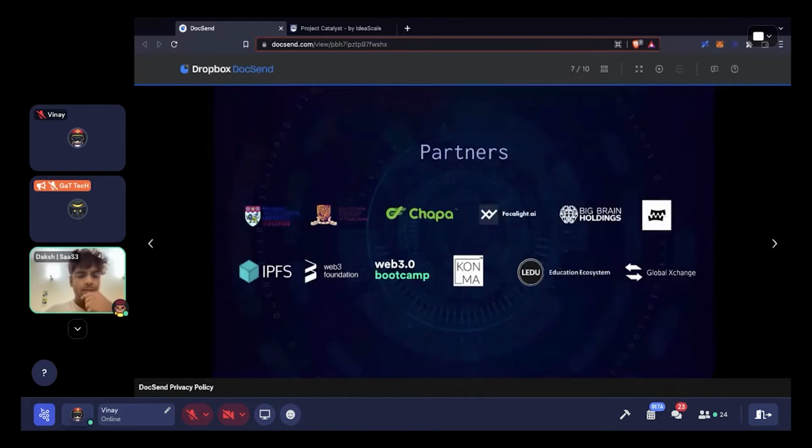So these are our partners: Nanyang Technological University, the Chinese University of Hong Kong, Chapa, Focal Light, Big Brain Holdings, Gear, IPFS, Web3 Foundation, Web3 Bootcamp, Education System, and Global Exchange.